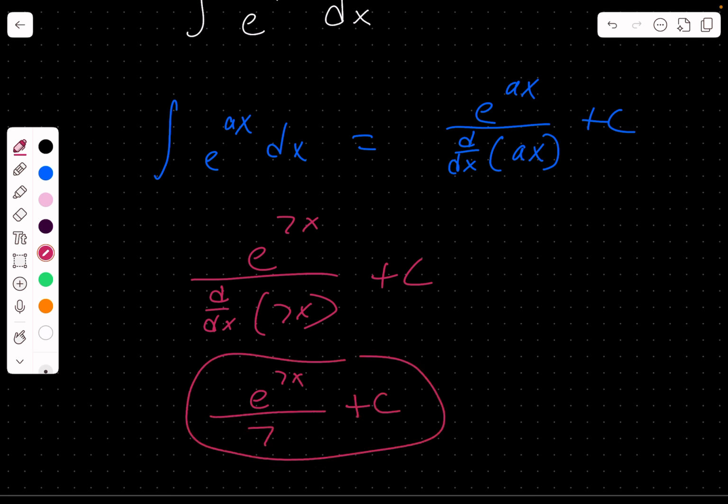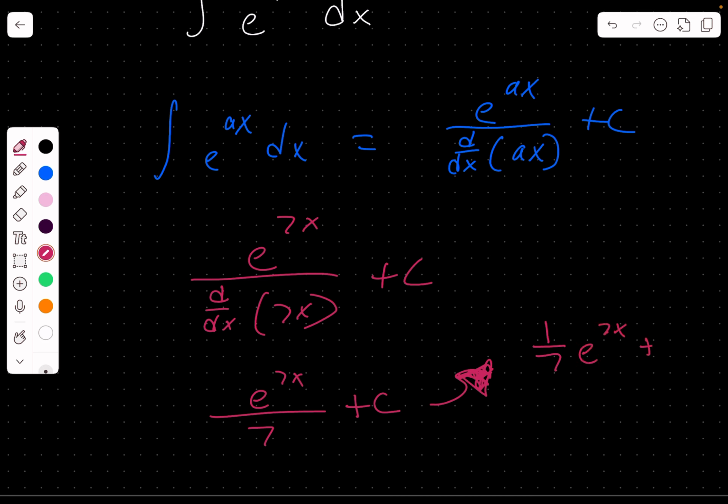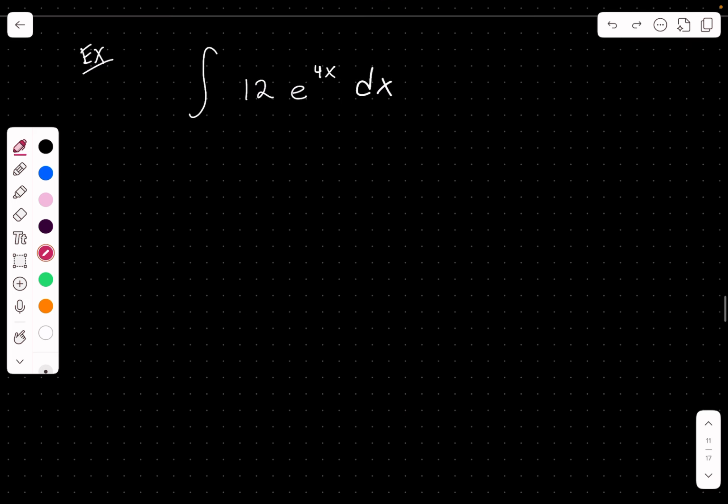You can leave your answer like this, or you can write your answer like this: 1 over 7 times e to the 7x plus c. So either way is legal. It's completely up to you. All right, let's do this practice one. Feel free to pause the video and try it out yourself. Pull out the constant.